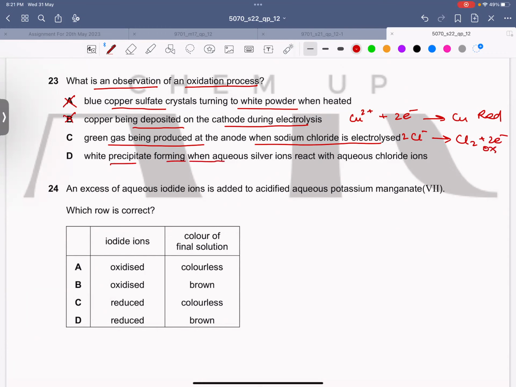White precipitate forming when aqueous silver ions and chloride ions are mixed? No, it's not even redox. It's neither reduction nor oxidation. So D goes wrong and C is your correct answer.